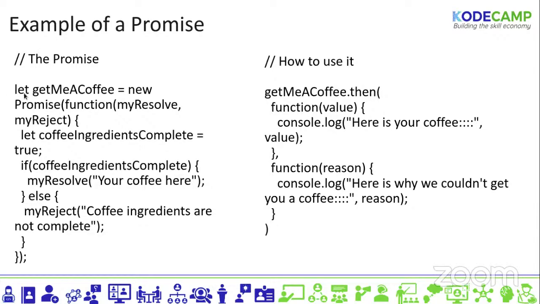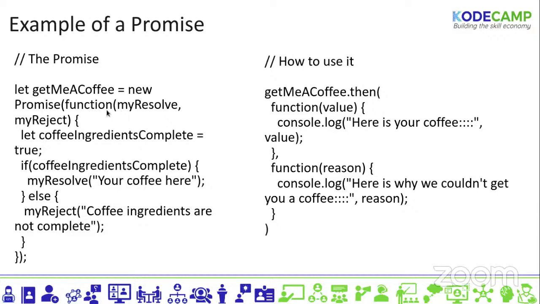So we create it. This is the promise actually. This is how you create a promise. You say, let's get me a coffee equals new Promise. Then this promise accepts a function. And remember we talked about callbacks and anonymous functions. So you see that this promise accepts a callback, and what we are passing here is an anonymous function.